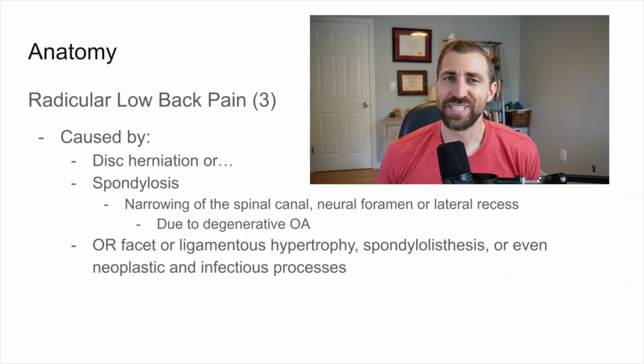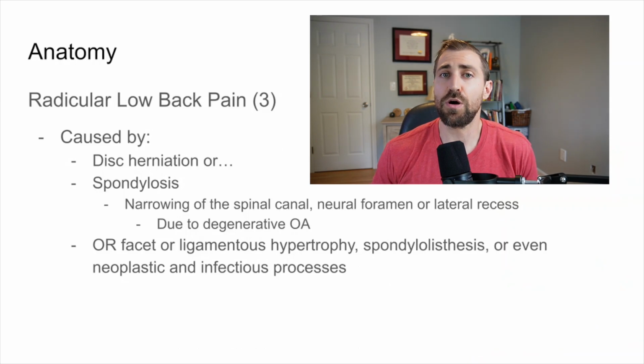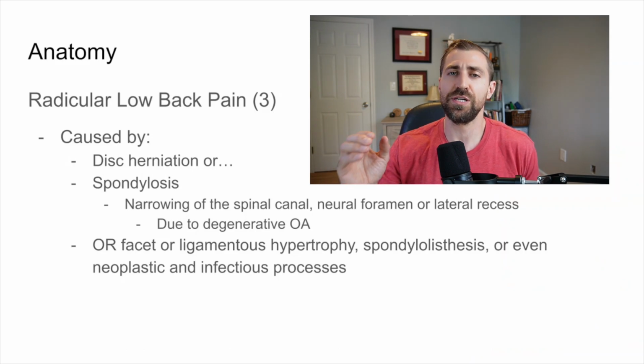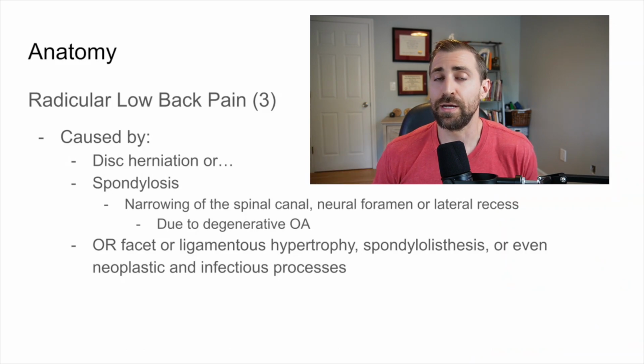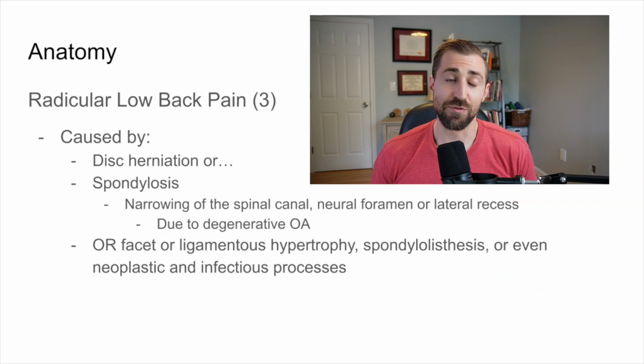So, largely, radicular low back pain is usually caused by a disc herniation. So, it's just like we talked about, a bulge or a disc herniation pressing up against that nerve or having some of the inside contents leaking outside, right? That's the most classic way to get radicular low back pain.